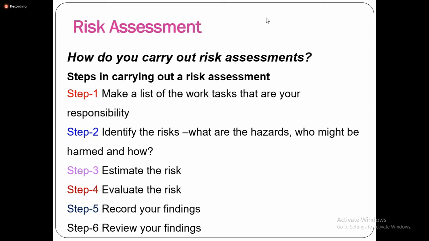For example, the hazard will be being hit by moving vehicles at the loading bay, reversing vehicles at the loading bay. Who might be harmed and how? While reversing, it can harm. Who might be harmed? Maybe security or maybe employees who come into that sort of area and so on.